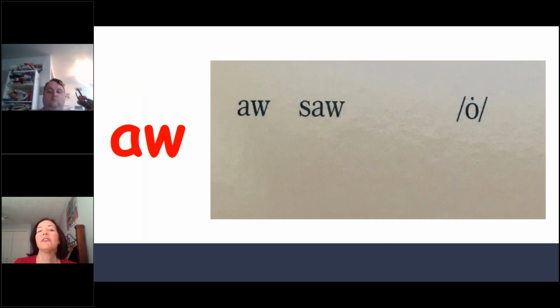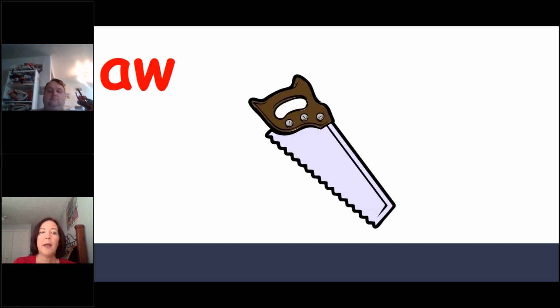AW also makes the ah sound as in the word saw. Again, typically when we hear ah at the end of a word, it's spelled AW. When we hear it at the beginning or the middle of a word, it's going to be spelled AU. But again, that's a generalization, not always the case. So this sound card says AW saw ah, and our brain should be thinking AW saw ah.